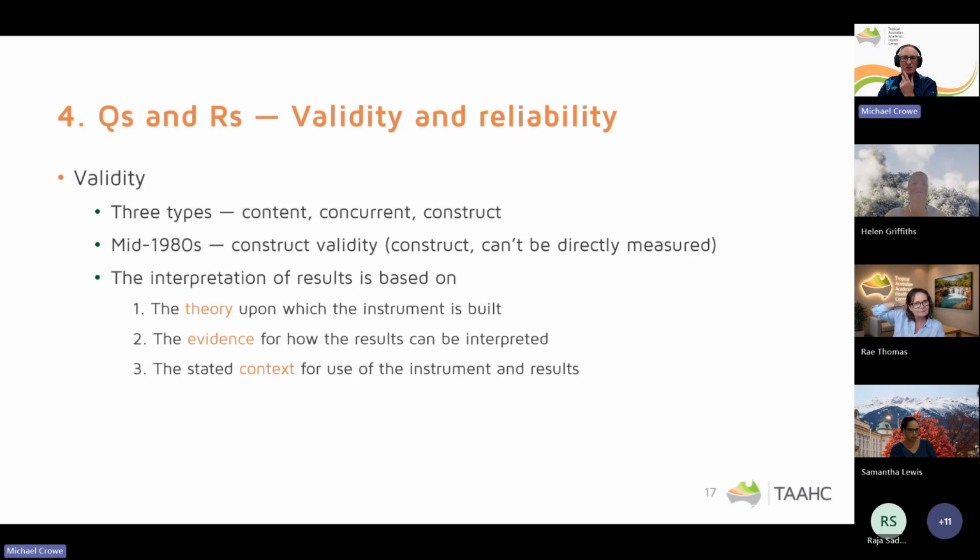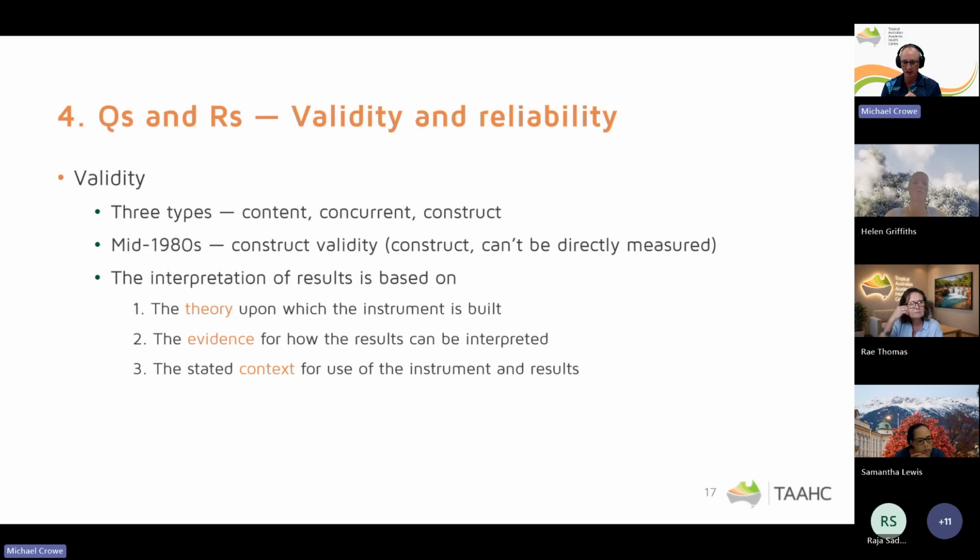Anything that's a construct is something that can't be directly measured. Anything that goes on inside a person's brain can't be measured, so therefore it's a construct. And validity always is three things: the theory that the questions were developed around, the evidence for how the results can be interpreted, and the stated context for the use of the instrument and results. All of which is very complicated, but it's easy to understand from this point of view.